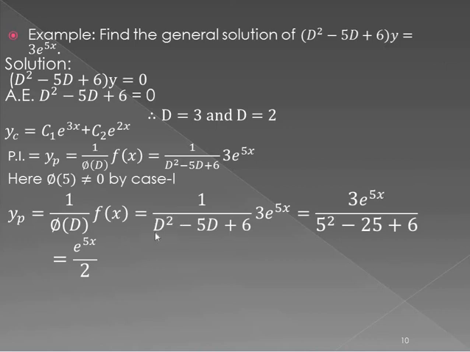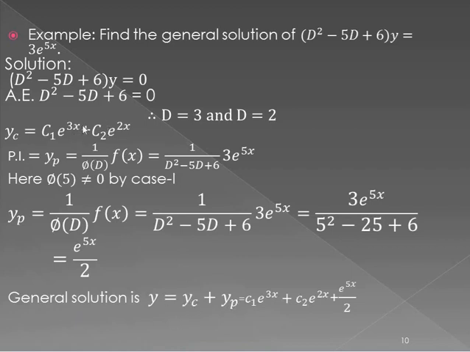Only replace the term D by 5. So 5 square minus 25 plus 6. So that is 3 e raised to 5x upon 6. 3 ones are 3, 3 2s are 6. So that becomes e raised to 5x upon 2. That is our yp.